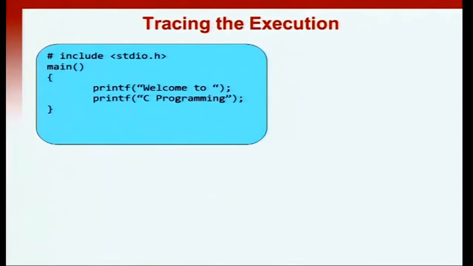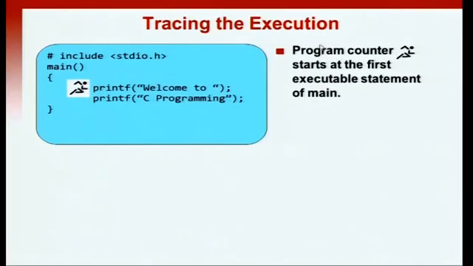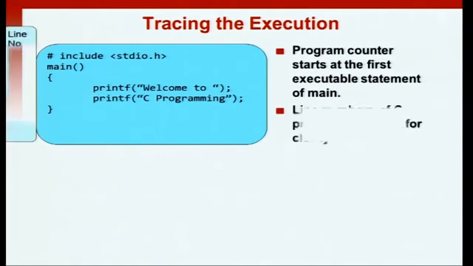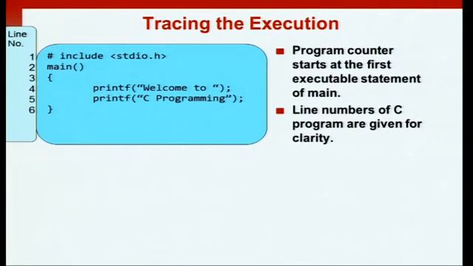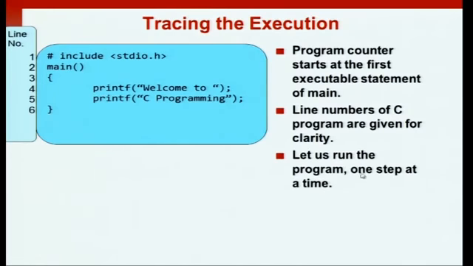Let's trace what happens when we execute the program. By tracing we mean looking step by step at each statement and seeing what happens when the program executes. We have what is known as a program counter, which says here is the currently executing line of the program. The program counter starts executing at the first statement of main. For ease of reference, I have given line numbers in the code. This is given just for clarity. Now let us see what happens when we run the program line by line.